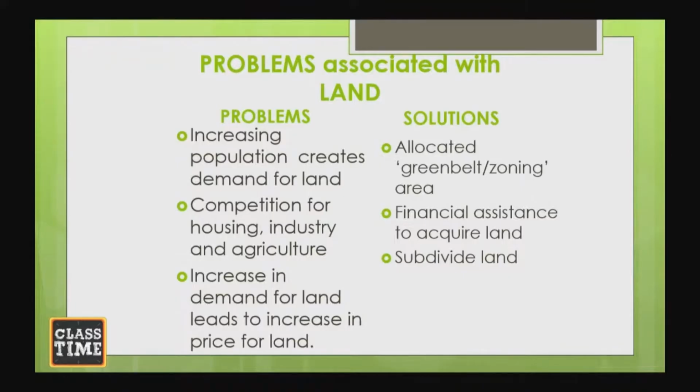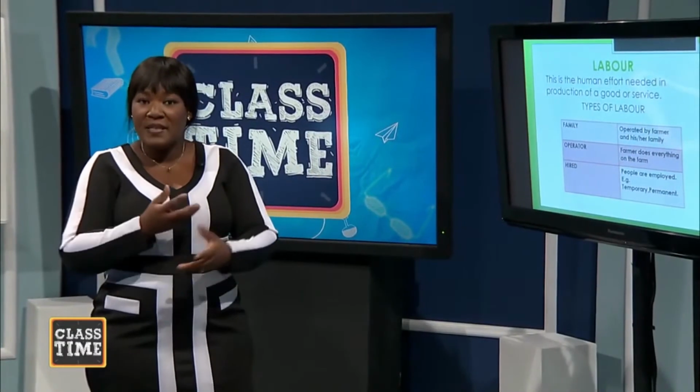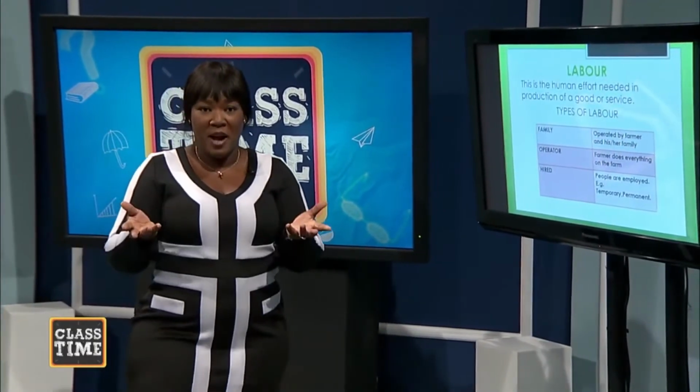Family labor lends to a farmer operating the farm with his family. So, for example, a small poultry unit: mom, son, and father. So, Marcy and Andre operate their poultry farm. This would be family labor on a farm.